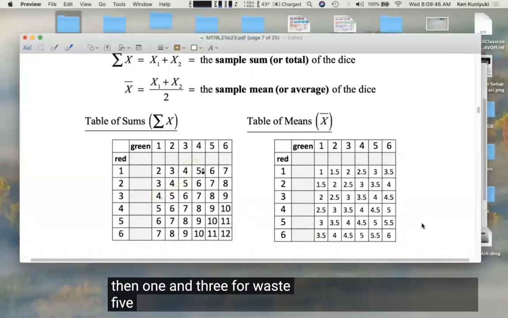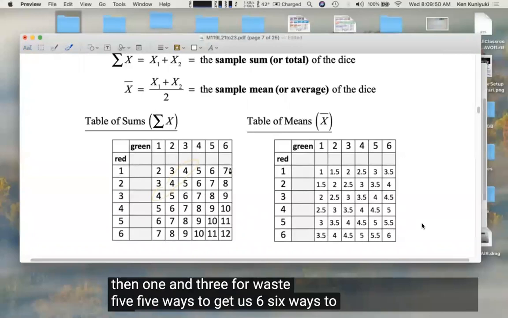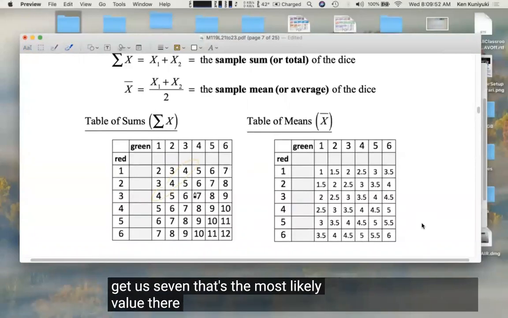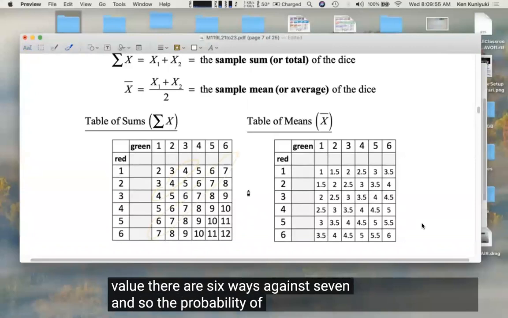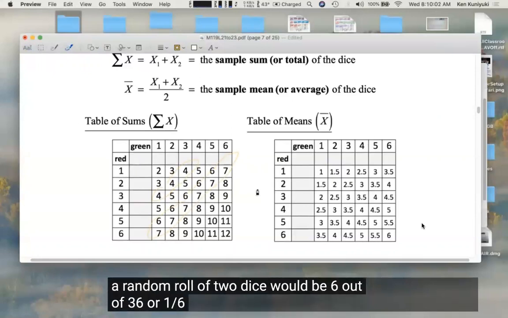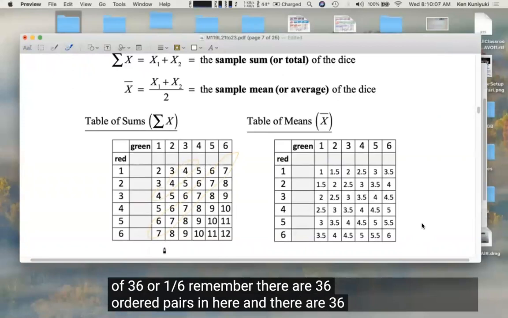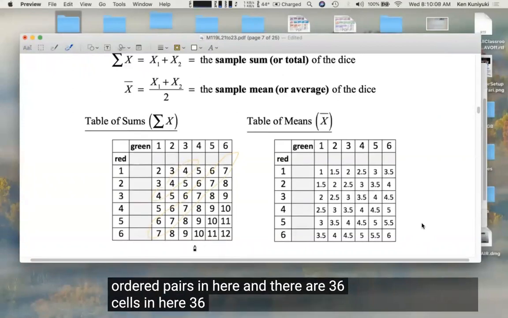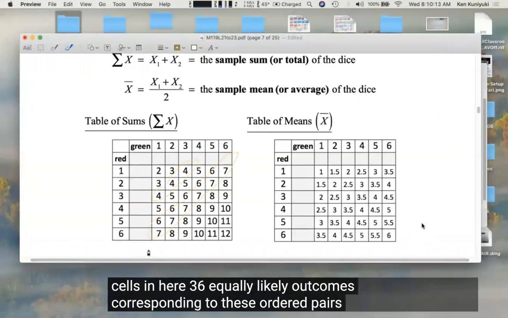4 ways to get a 5. 5 ways to get a 6. 6 ways to get a 7. That's the most likely value. There are 6 ways to get a 7. And so the probability of getting a 7 on a random roll of 2 dice would be 6 out of 36, or 1/6. Remember, there are 36 ordered pairs in here, and there are 36 cells in here. 36 equally likely outcomes corresponding to these ordered pairs.